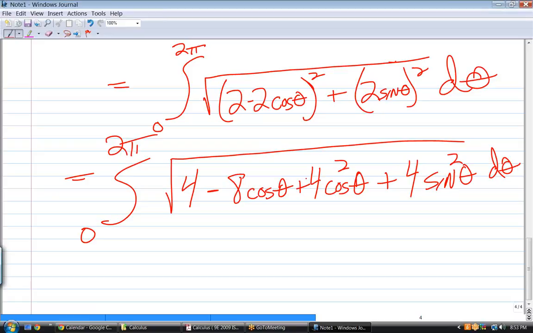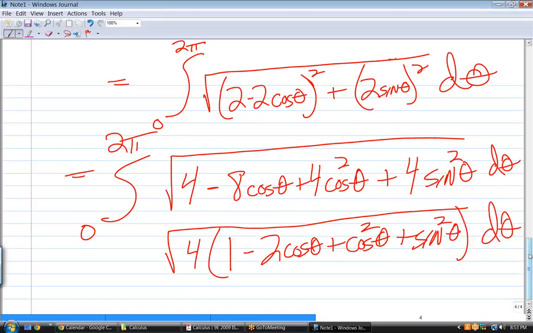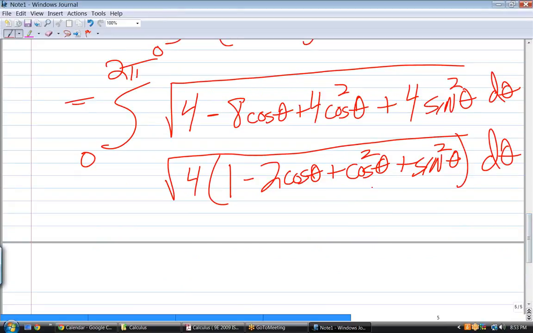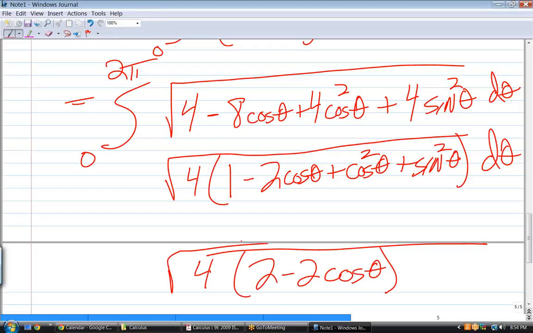Now, simplifying this thing, I can certainly factor out a 4, leaving 1 minus 2 cosine theta plus cosine squared theta plus sine squared theta. You with me? Yeah. Okay. And now that cosine squared theta plus sine squared theta is equal to 1. So now I have the square root of 4 times 2 minus 2 cosine theta, d theta. In other words, I'm going to replace that with a 1. Okay.